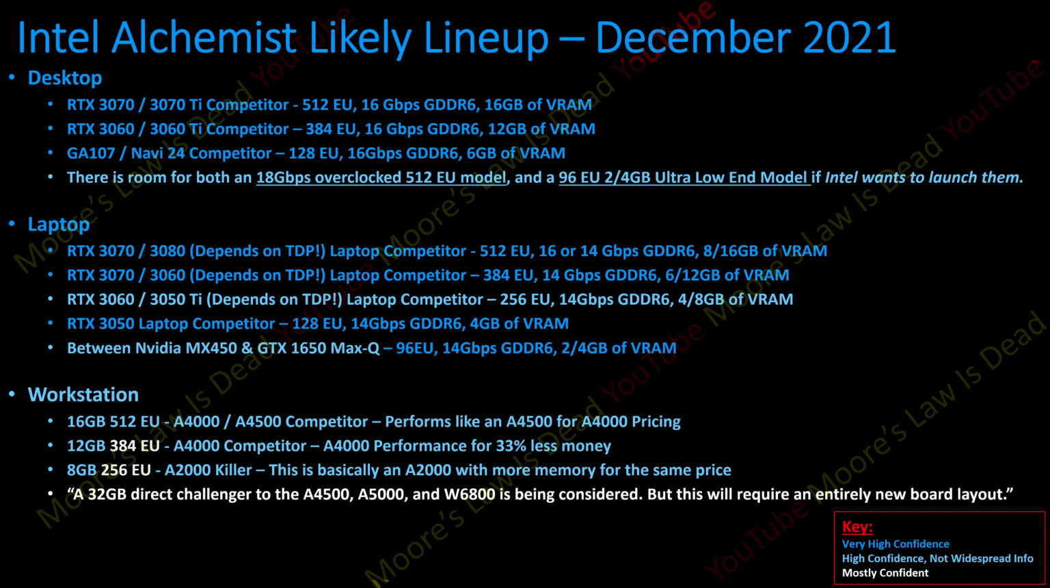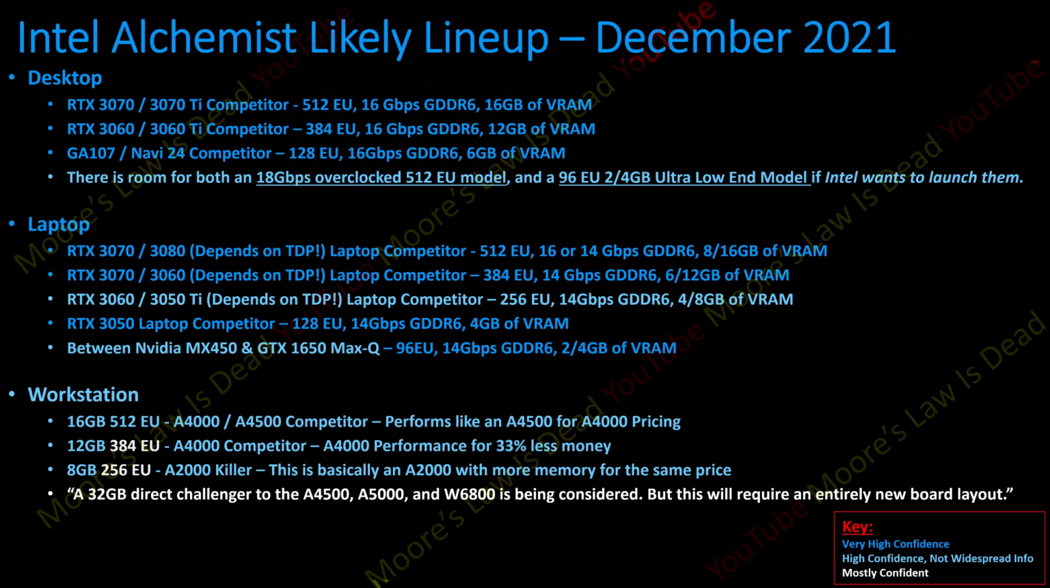And then the 32 gigabyte direct challenger to an A4500, A5000, and W6800 is being considered, but this would come out later. And they're not sure if it's worth launching in quarter 3 or 4 when, by then next year, we'll be talking about probably professional Lovelace and RDNA 3 cards on the horizon. It's up to them whether they think that will make any sense to launch.